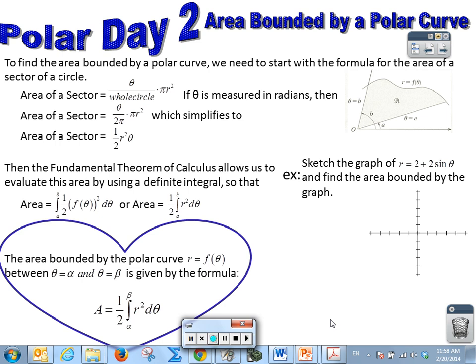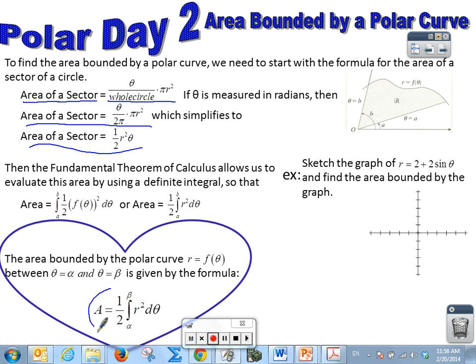So let's first start with the thought process behind how the formula was created. We take a look at this. Using the area of a sector, we're probably familiar with this concept, or should be. If theta is measured in radians, then that puts us to this formula. And when we simplify the formula, we come up with this area of a sector formula. And so that's how our area of a polar curve is created. That's how they get the formula.